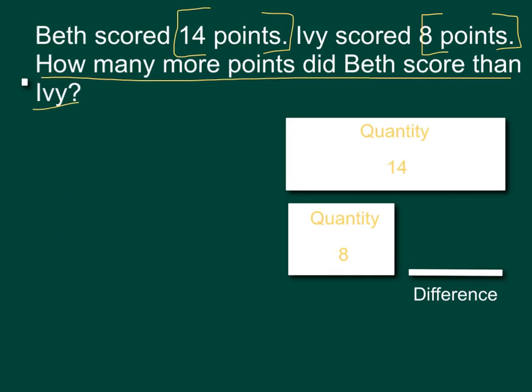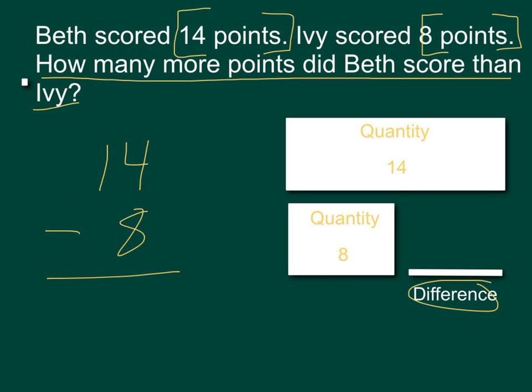This is a problem where you have to figure out the difference between these two quantities. So we have the quantities 14 and 8. To figure out how many more points Beth scored, we need to subtract their points. We always start with the larger number, so 14 minus 8 equals 6. So our difference is 6. Beth scored 6 more points. Make sure we always use that label.